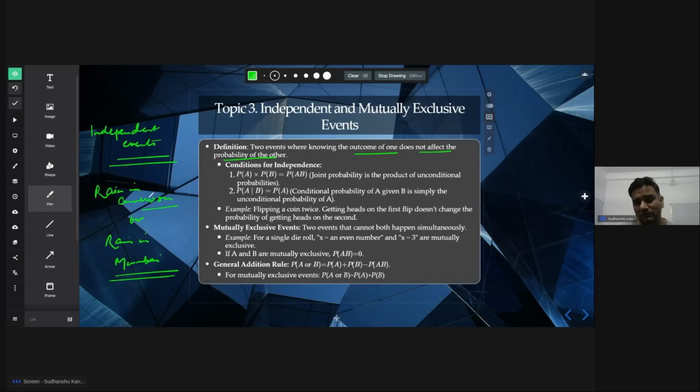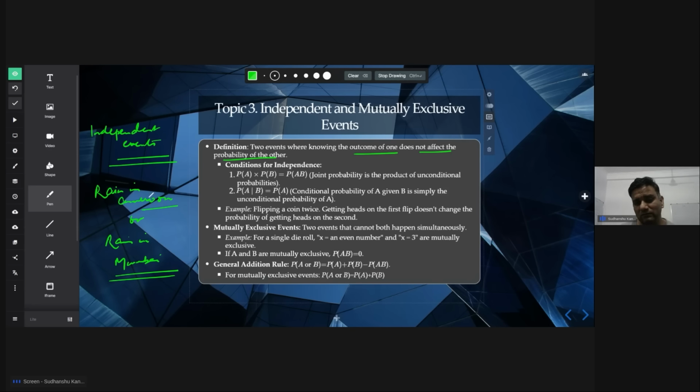One is that if two events are independent, that means the probability of A times the probability of B is equal to the probability of AB. Guys, this is only for independent events. The joint probability is the product of the unconditional probabilities in independent events. This is the condition for independence. And next is the conditional part. The probability of A conditional on B is equal to the probability of A, right?